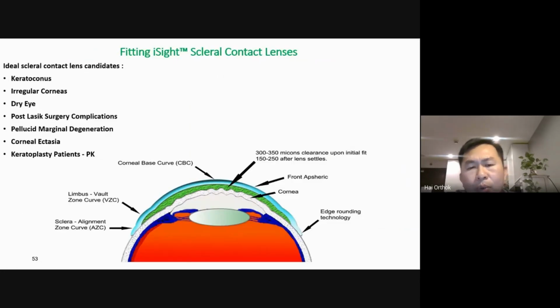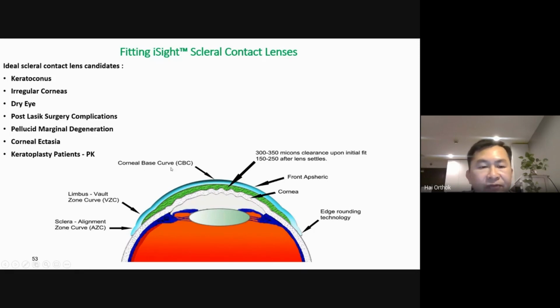So there is a huge number of candidates for the scleral lens. Why is that? Because with the scleral lens, we can produce a very nice and thick tear layer between the cornea and the lens, and because of that, it can bring the light to focus better on the retina. For some keratoconus that cannot be corrected by other lenses, it is well corrected with the scleral lens.